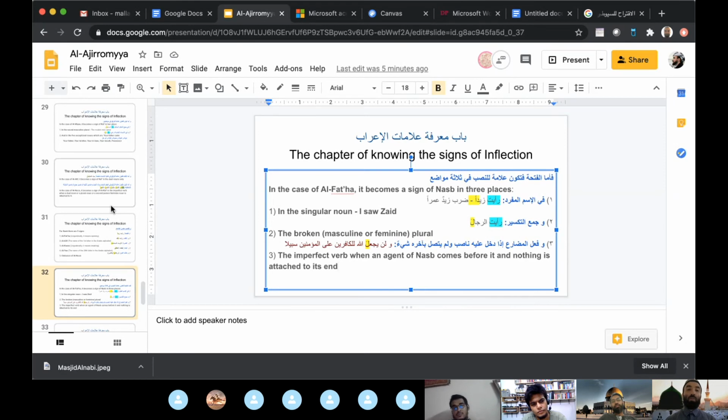So diacritical marks, they are the harakas. So in Arabic, they're harakas, right? They're the harakas. They're not the letters. In English, you would call them short vowels or diacritical marks.